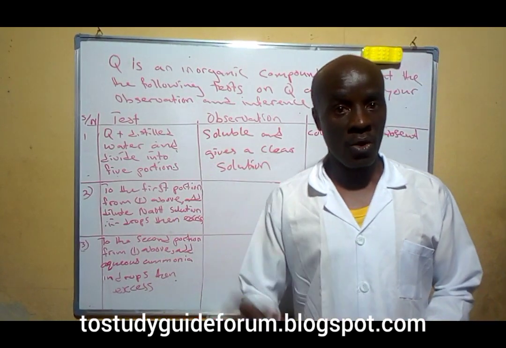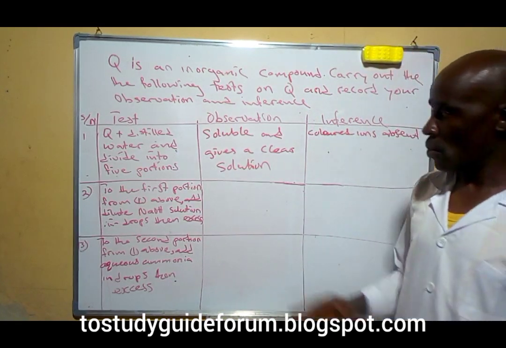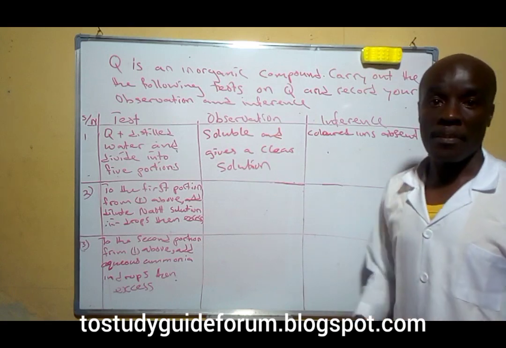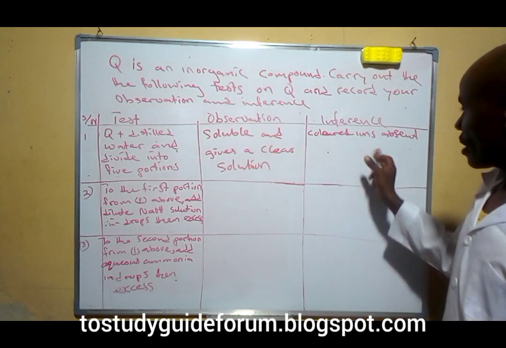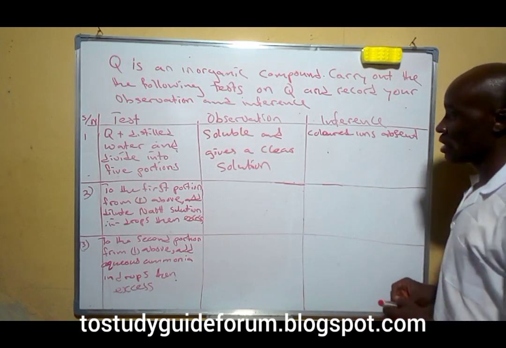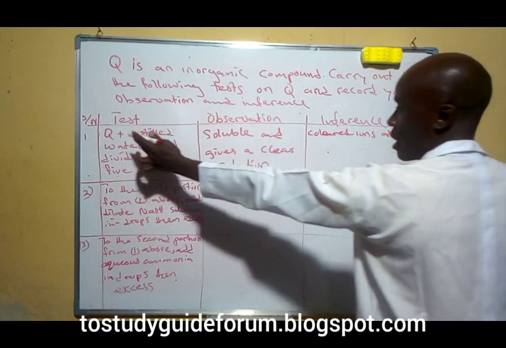Colored ions are characteristic of transition elements. Transition ions are most of them colored in their compounds. So for the fact it's not colored, it's giving you a clear solution, it means that transition elements are not there. That's why colored ions are absent, or you can say transition ions absent. Because it's soluble and a clear solution, we don't yet know the compound there.